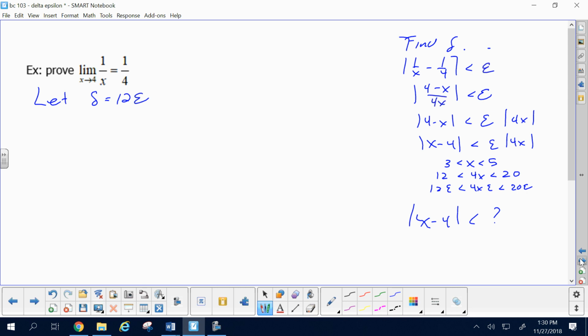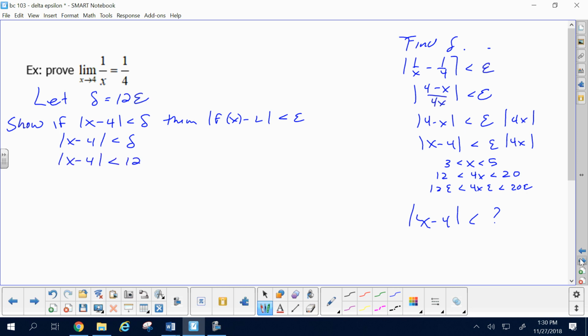And the reader, remember, doesn't see your scratch work. They're waiting for you to show how 12 epsilon comes up. So you're basically going to say, this is the definition of a limit. I'm going to meet the definition's criteria. I will show that if x is within delta of 4 on either side, then it must follow that f will be within epsilon of 1/4. It has to follow, like dominoes. All right? So let's assume that we push over the first domino. |x - 4| is less than 12 epsilon, by our definition.